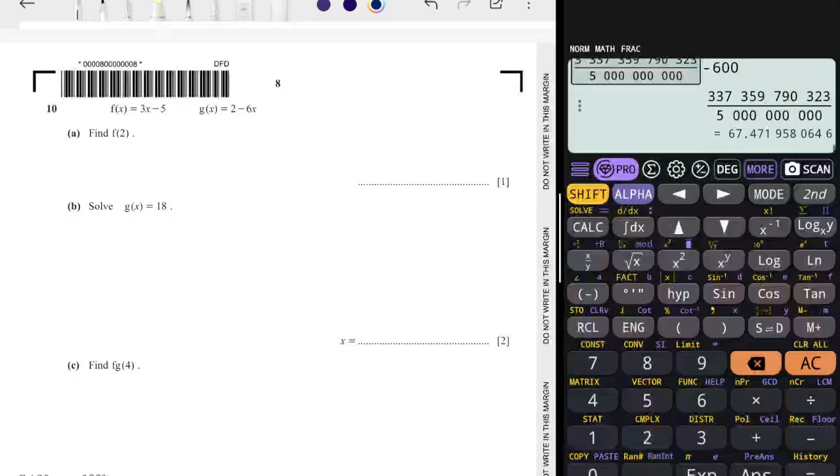f of x is equal to 3x minus 5 and g of x is equal to 2 minus 6x. Find f of 2. So this is a very simple question. We are going to substitute 2 in place of x. So f of 2 is equal to 3 times 2 minus 5. 3 twos are 6, minus 5 is equal to 1. And this is the answer.